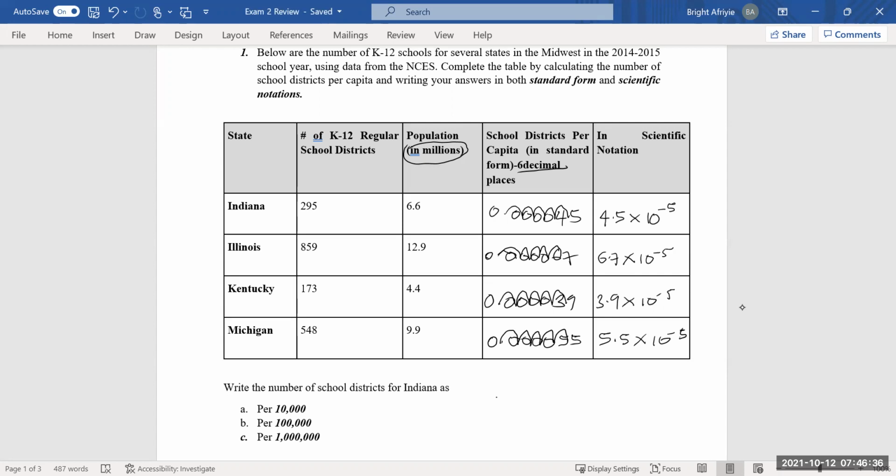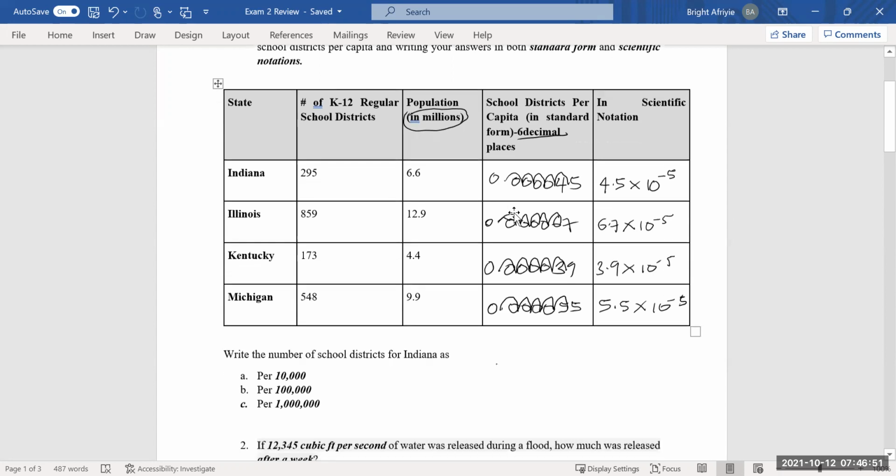Does it make sense? Per capita means per person, so anytime you have to do with per capita, divide by the population. Is that okay? And write your answer. Now, you notice that each of these values represents per capita values. So these are per person, and these are also per capita values in scientific notation.